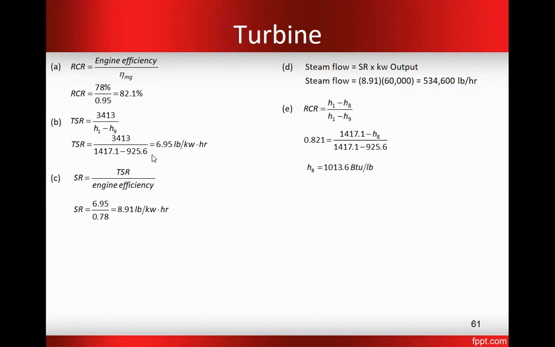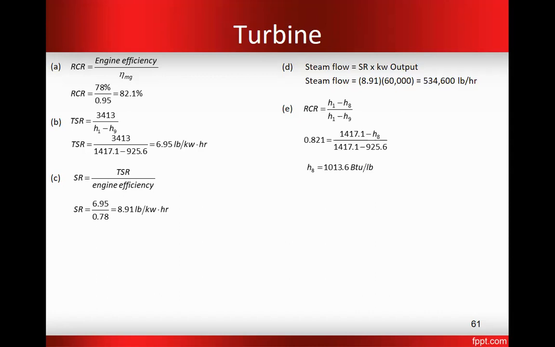Pag gawin nyo ng mga figure, sundin nyo yung tamang tawag. Pag isentropic, straight vertical line sa phase diagram. Constant temperature, it's a horizontal line. Walang horizontal line na umaakyat. Okay? RCR is engine efficiency of the combined efficiency, which is 78% over 0.95 is 82.1%.